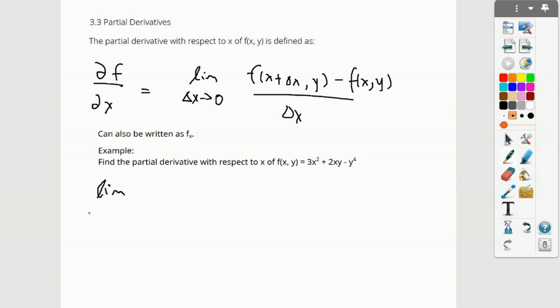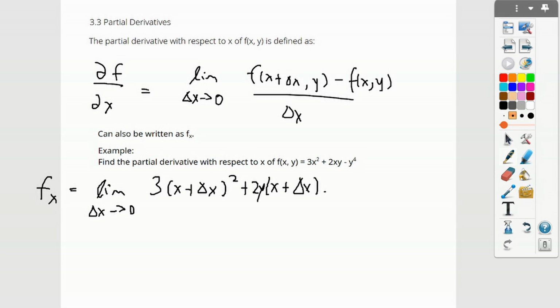We will have f sub x equal to the limit as delta x approaches 0 of 3 times (x plus delta x) squared plus 2 times (x plus delta x) times y minus y to the fourth, minus 3x squared plus 2xy minus y to the fourth.